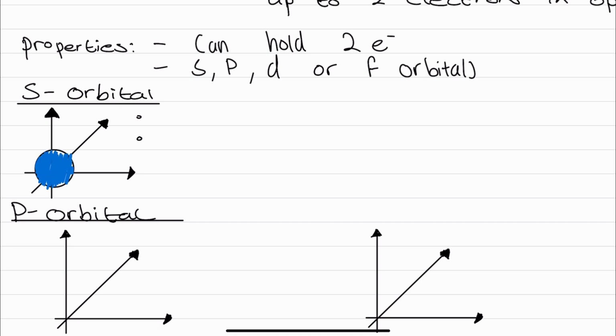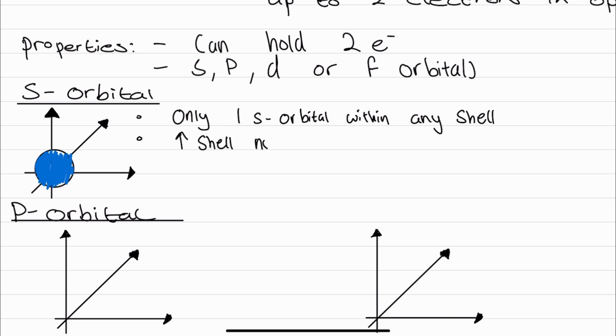So the main properties of the S orbital is that within any shell, there is only one S orbital. And the second property is that when you increase the shell number, you increase the radii of the S orbital.